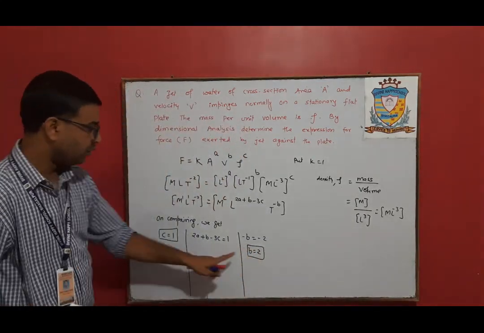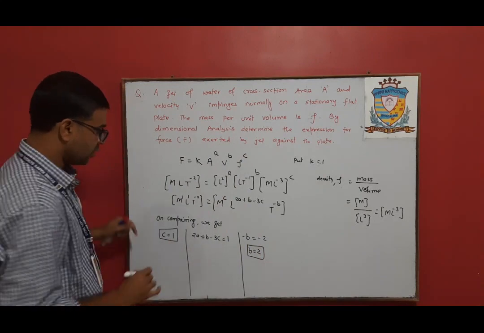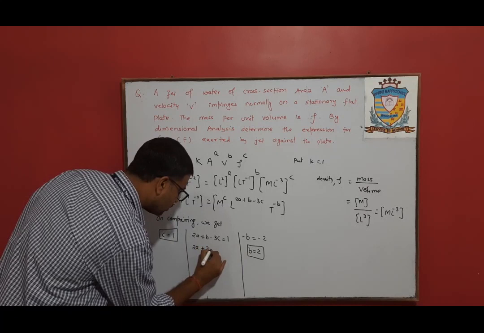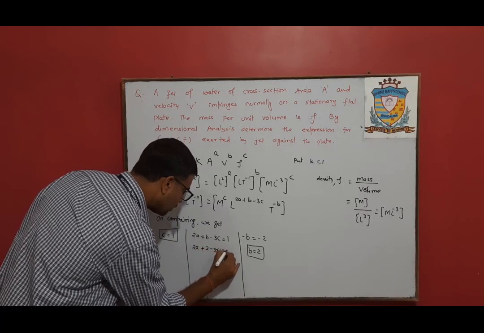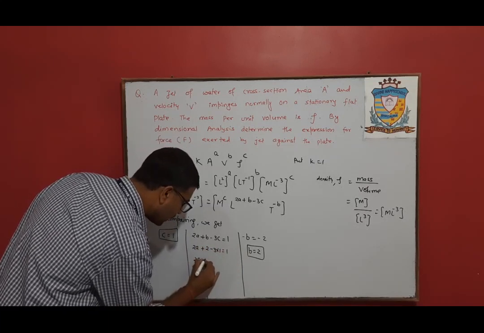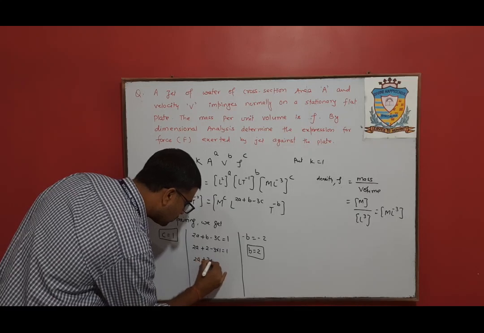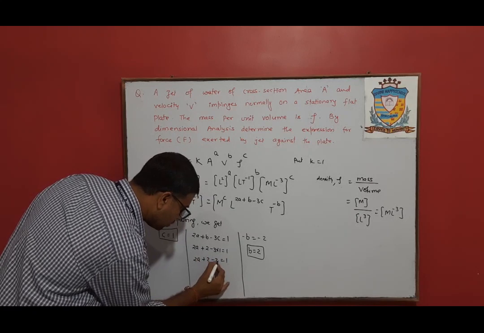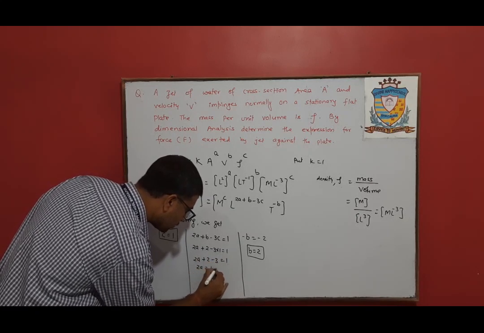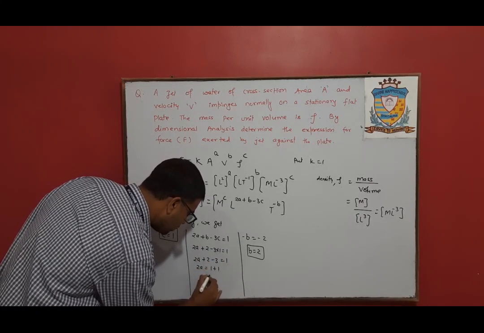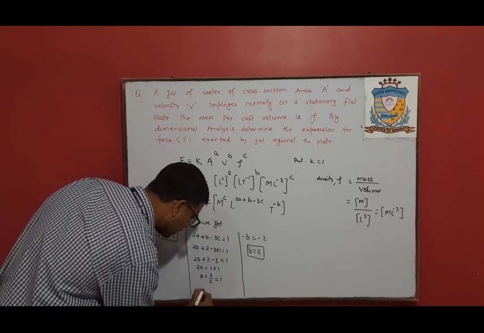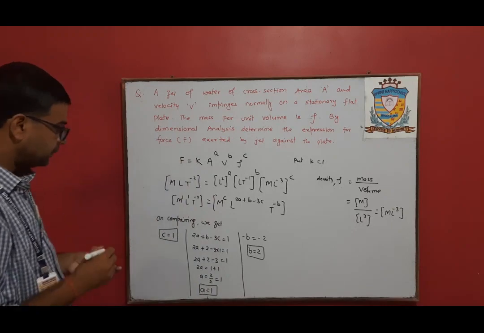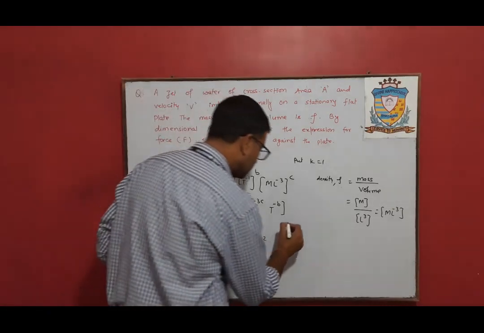Now put the values of b and c in this equation. So 2a plus the value of b, which is 2, minus 3 into 1 is equal to 1, or 2a plus 2 minus 3 is equal to 1. So this becomes minus 1. So 2a is equal to 1 plus 1, or a is equal to 2 by 2, which is 1, or a is equal to 1. Clear?